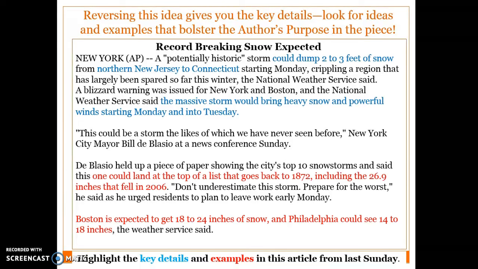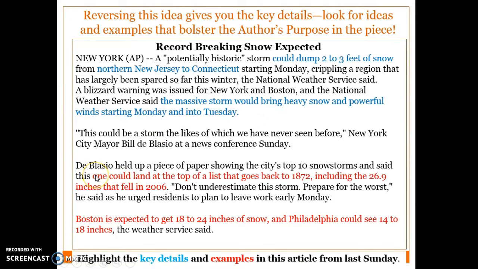How'd you do? Anything highlighted in blue is a key detail. So this is an article about a snowstorm that's coming, and key details would be how much snow, where the snow is expected, and when the snow is expected. And you can see in the very first paragraph, that's what they give you: 2 to 3 feet of snow from New Jersey to Connecticut, and a massive storm that's coming in Monday and into Tuesday. Examples are more toward the bottom of the article.